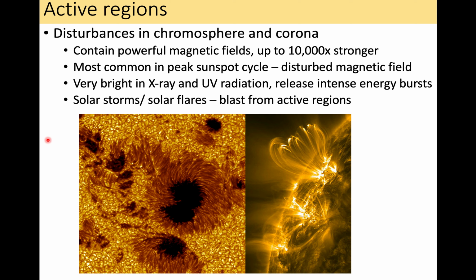So the active regions are generally very, very bright in the short wavelength, so in X-ray and UV radiation, and they'll release really intense bursts of energy. So these active regions are generally what create solar storms and solar flares. So that would be when there's a blast from one of these active regions, where you have really high energy or short wavelength radiation blasting outwards from these very active regions.